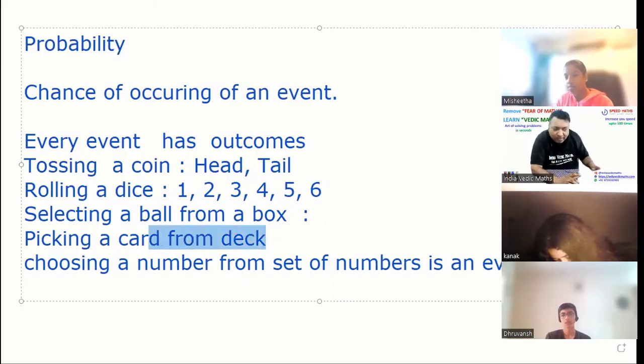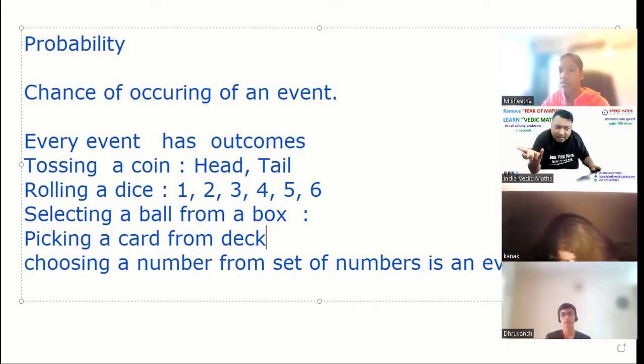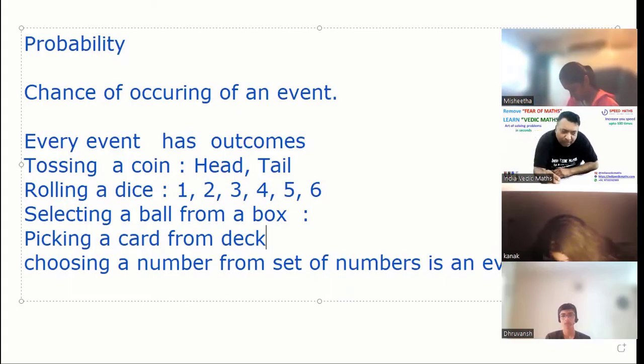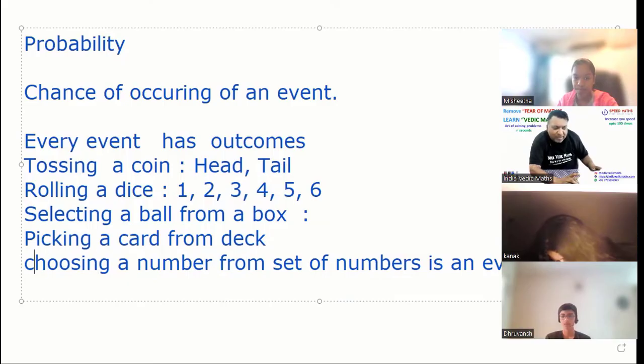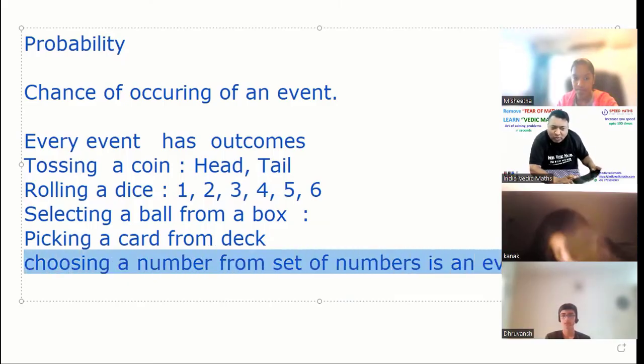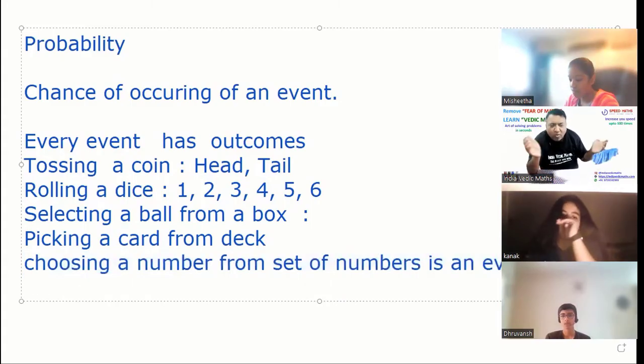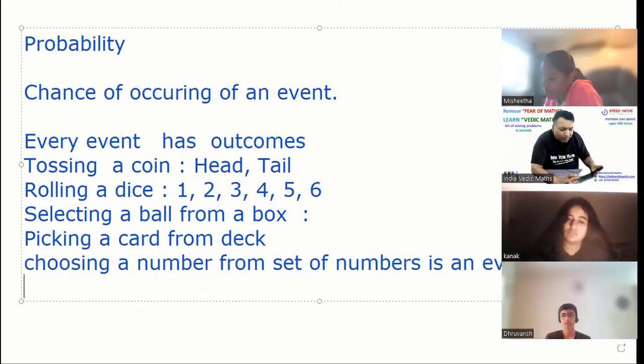Picking a card from a deck. The outcome can be any card out of 52 cards, right? Any card is an outcome, whether you get a diamond 3, a diamond 7, a jack, or a king. These are outcomes. Choosing a number from a set of numbers: suppose I gave you the first 20 natural numbers. So getting 1 is an outcome, getting 2 is an outcome, getting 3 is an outcome. These are the outcomes.